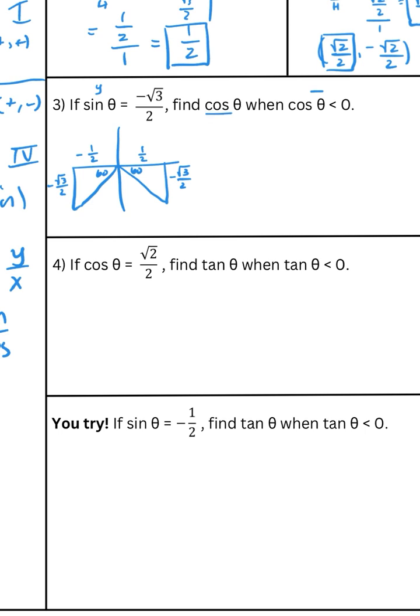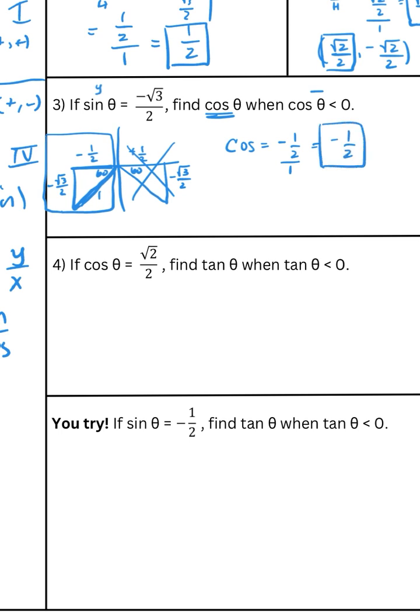We're going to find the cosine when cosine is negative. In this one, the cosine is positive, so that's not it. It must mean this side. So what's the cosine in this case? The cosine is adjacent over hypotenuse, right? The hypotenuse is always 1, so the cosine is negative 1/2 over 1, or just negative 1/2. So for these types of problems, you're going to have two choices, and then you're going to have to pick one of them.